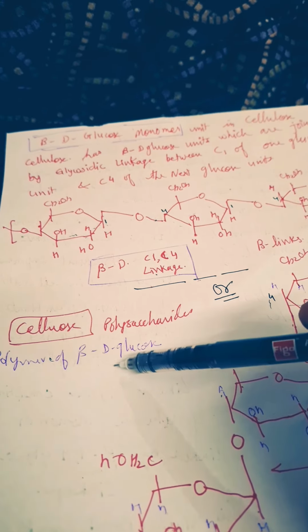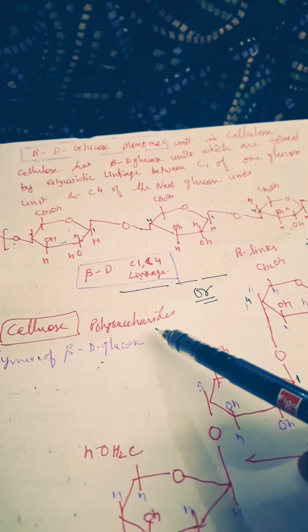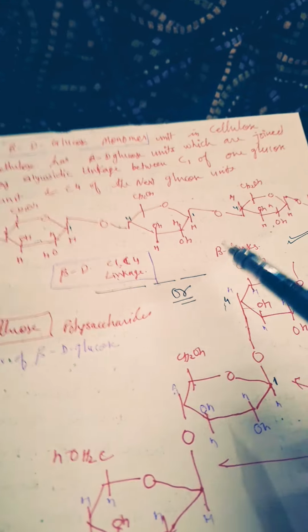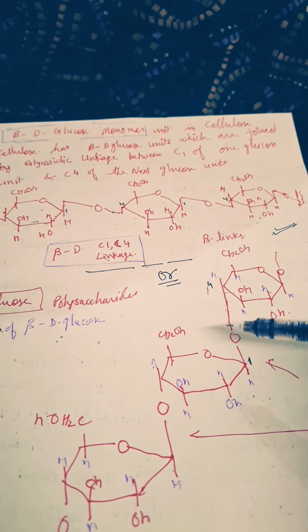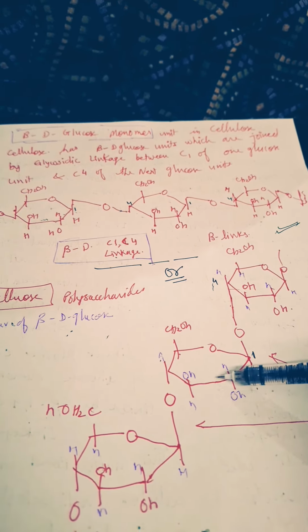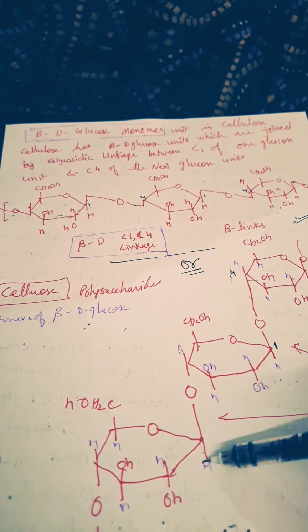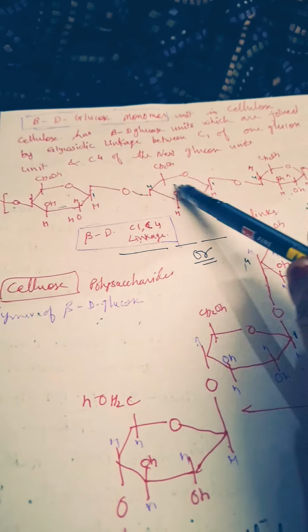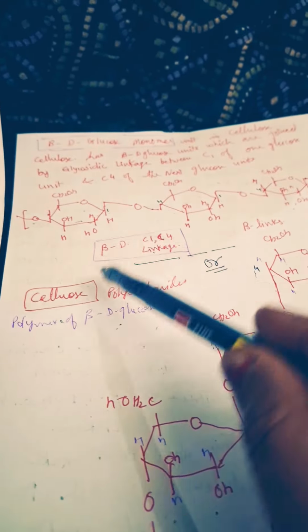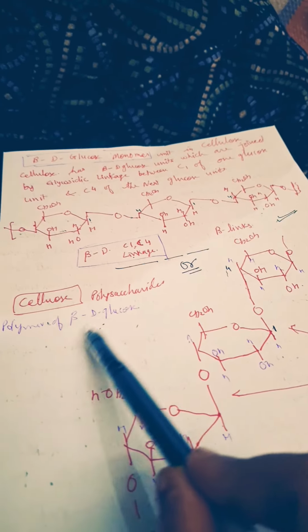linkage in the case of cellulose. So cellulose is a polymer of beta D glucose units. Whether this is the first structure or the second structure, both of them are one and the same thing. A C1-C4 linkage is there. So this is the beta D linkage in the case of cellulose. Clear? Polymer of beta D glucose.